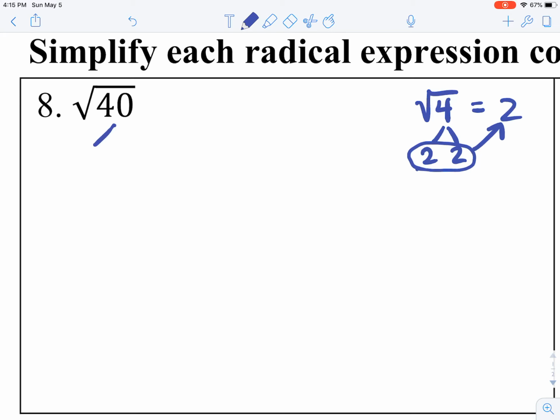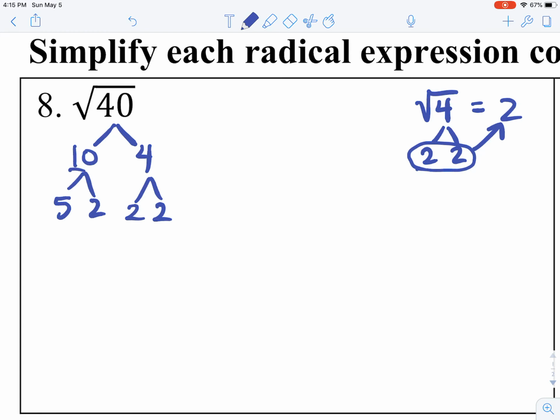So 40, if I break that down, and it really doesn't matter if I do 20 times 2 or 10 times 4, 8 times 5, we're going to end up with the same thing. So let's just do 10 times 4 because it's simple. 10 is 5 times 2. 4 is 2 times 2. Now, I'm only dealing with the bottom level of this tree because I'm not going to deal with 10 anymore because I already broke that down into 5 and 2. I'm not dealing with 4 anymore because I already broke that down to 2 and 2.